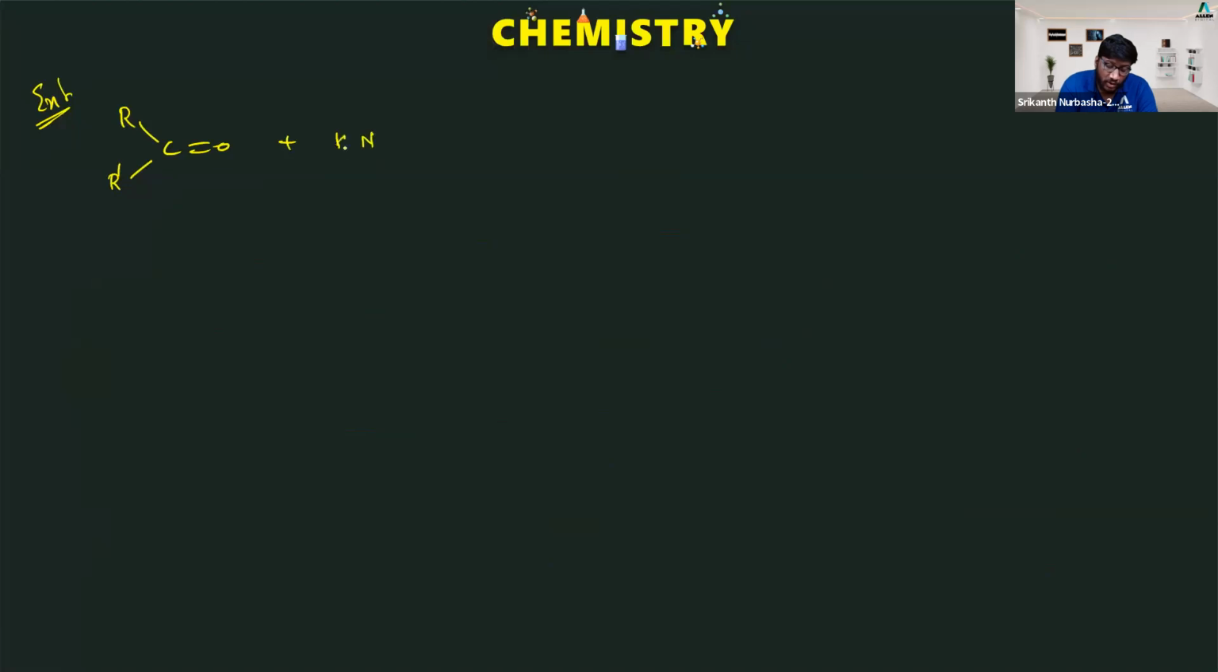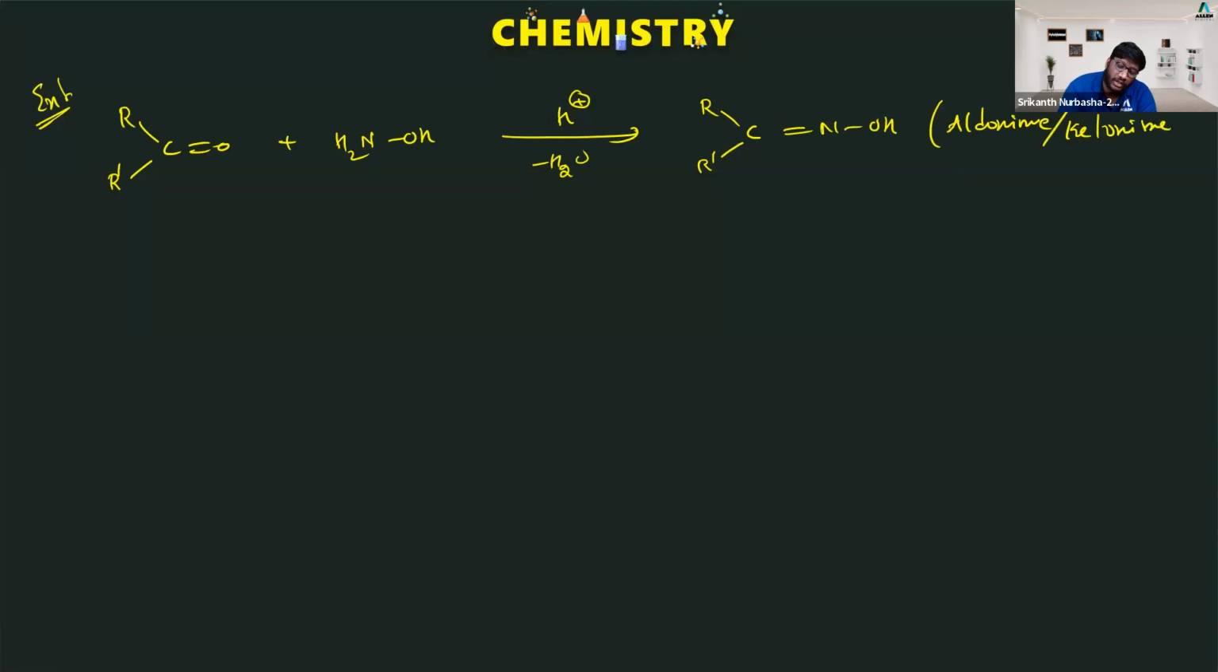So we have NH2OH. R C double bond O R dash plus NH2OH forms what? We have to simply remove oxygen and H2. Loss of water will happen, giving C double bond N-OH. That is an aldoxime or ketoxime that is going to be formed. That depends upon whether you have taken an aldehyde or a ketone.